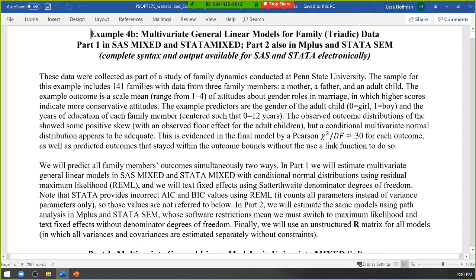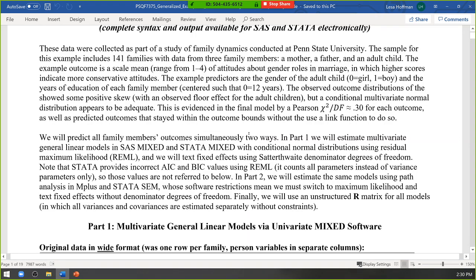So I did some preliminary looking at distributions and such, and it looked like normal was plausible enough, even though this is a scale score that has a floor and a ceiling. So I went ahead with that.